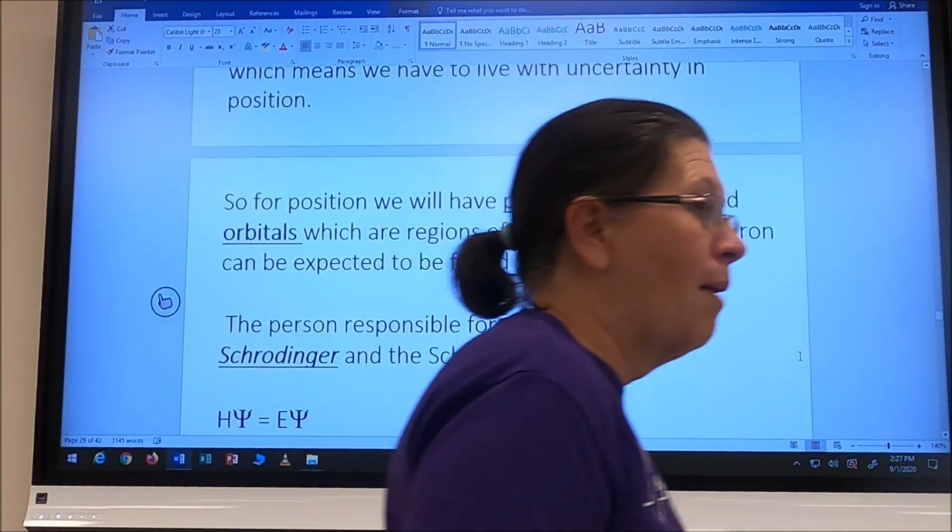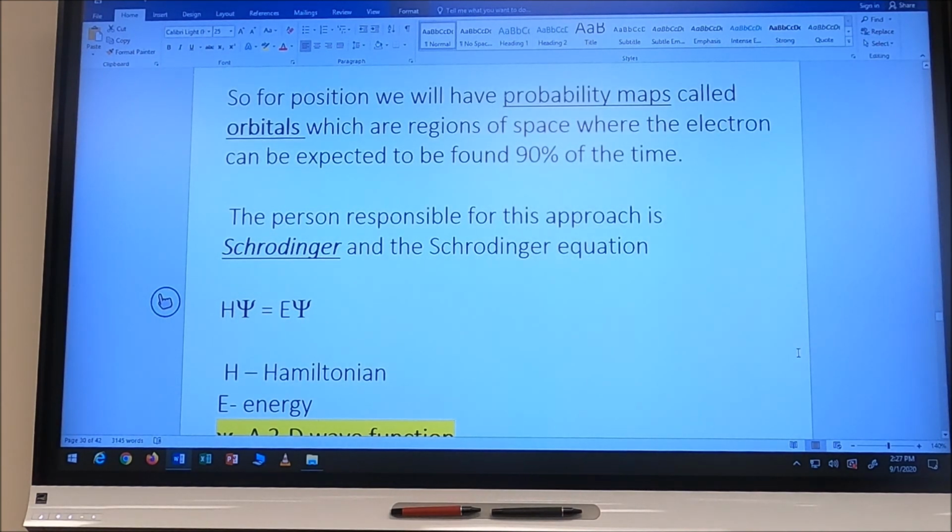So for position, we're going to use a probability map. Now, what do I mean by a probability map? A probability map is a region of space where the electron is supposed to be 90% of the time. Example. My Aunt Marge lives in Lexington, Kentucky. So with about 90% reliability, I'm pretty sure she's in Lexington, Kentucky. I don't know exactly where in Lexington she is right now, but she's in Lexington. She could be sneaky and have gone somewhere else for the day, but my Aunt Marge is 86 years old and she's not going much of any place right now. So I'm pretty sure with a 90% probability she's in Lexington.